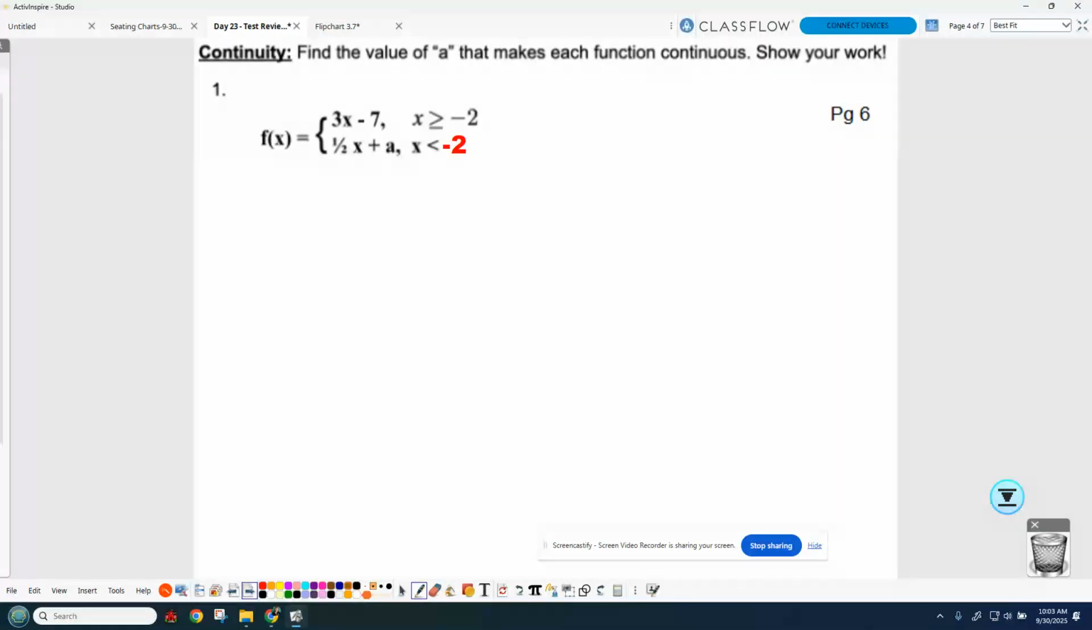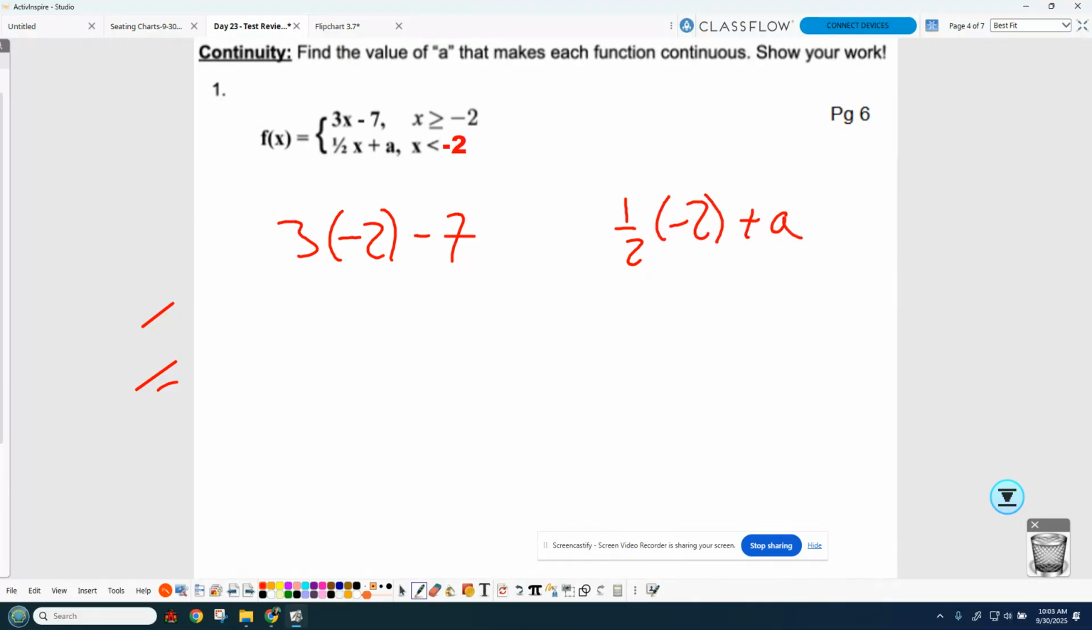To make it continuous, I want the two sides to come together to the same number. So you plug in -2 for the x, and then set them equal. You just get x back. It would be lovely if the board works. But what do I do with them? Now that I just plug in -2 for the x.